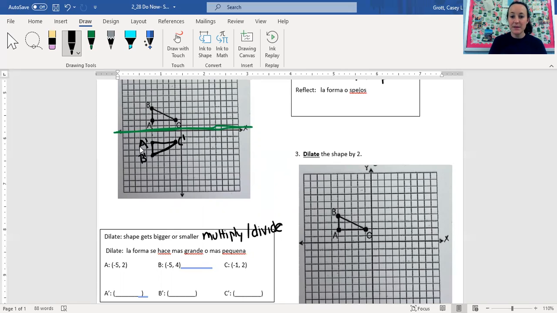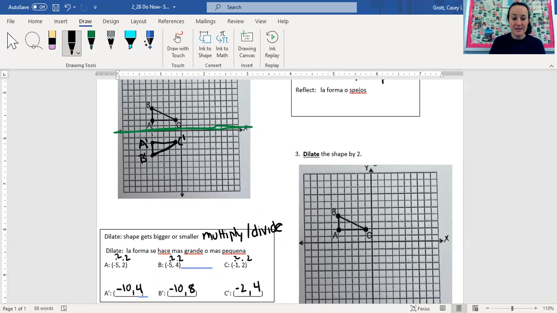So this one, we're going to dilate by 2. So 2 means we're going to make it bigger. I'm going to take each of these points and I'm going to multiply them by 2. So times 2, times 2, times 2, and times 2. Negative 5 times 2 is negative 10. 2 times 2 is 4. Negative 5 times 2 is negative 10. 4 times 2 is 8. Negative 1 times 2 is negative 2. 2 times 2 is 4.